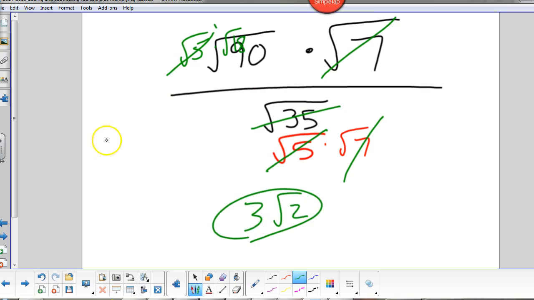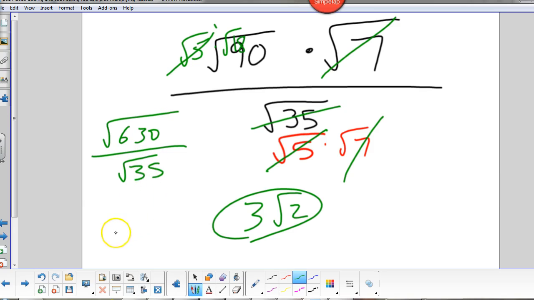Now, if you just multiply it across at the beginning, you get root 630 over root 35. And if you divided it out, 630 is going to be 35 times 18, I would bet. So you can just do the division here, but you want to make sure that you're canceling out.